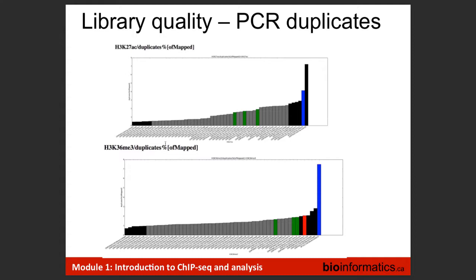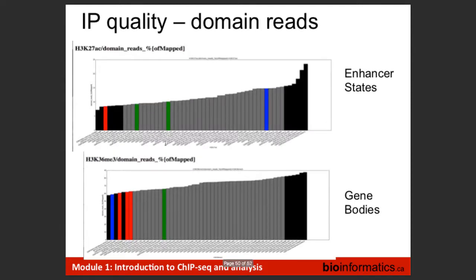Another library quality measure that you can derive from the primary alignments is PCR duplicates. So here is a whole distribution of libraries that we generated in the lab, from low PCR duplicate rates to some that are high. So if you're getting in the range of 10 or 20 or 30% PCR duplicates, you likely have over-amplified your library and the quality of the resulting data is going to be impacted.